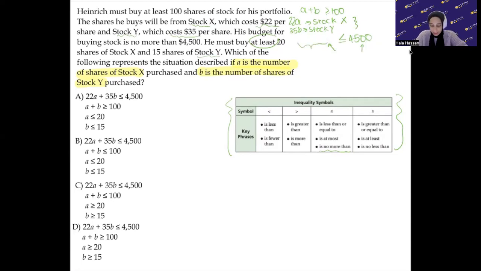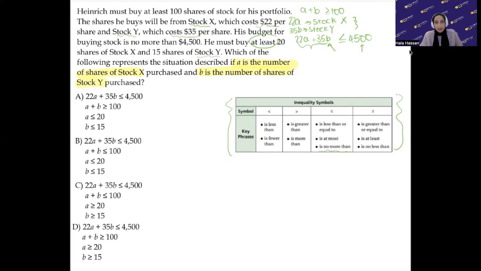Okay, now that you're back, let's try it out. 22A represents the amount of money I can pay for stock X, right? Because if I need at least 20 shares from stock X, then I can say 22 times that 20. So it's representing the amount of money I'm paying for stock X. And then I'm adding it to the representation of the amount of money I'm also paying for stock B, and I'm saying that has to be less than or equal to 4,500.